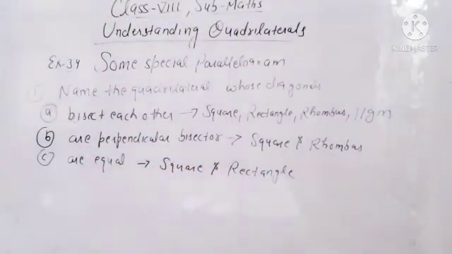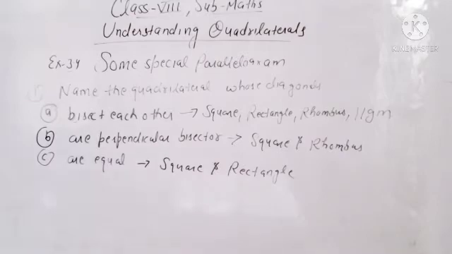In rectangle also, in square also. Clear? So square and rectangle diagonals are equal in length. Next, explain why a rectangle is a convex quadrilateral.